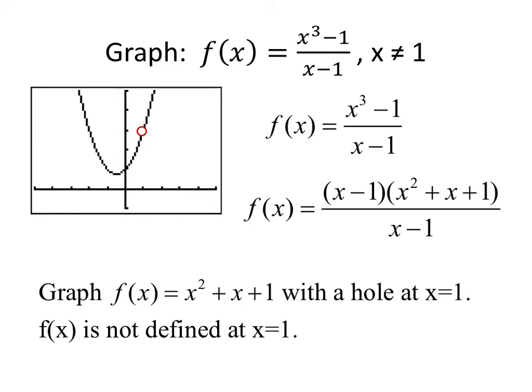So we have f of x equals x cubed minus 1 over x minus 1, where x doesn't equal 1. To figure out what this graph looks like, the first thing I do is factor my numerator, which is a difference of cubes, so it factors to x minus 1, times x squared plus x plus 1, over x minus 1. My x minus 1 terms simplify to 1, so that tells me that this graph is equivalent to the graph of f of x equals x squared plus x plus 1, which is just a parabola, except there's a hole at x equals 1. So that means we know f of x is not defined when x equals 1.